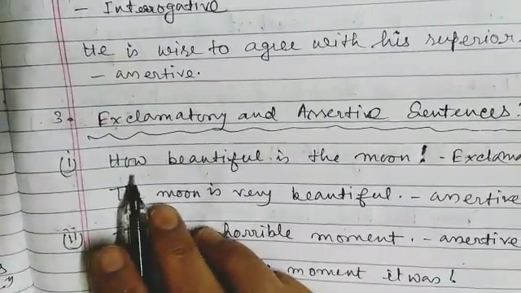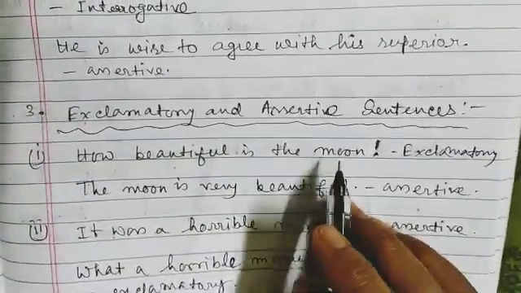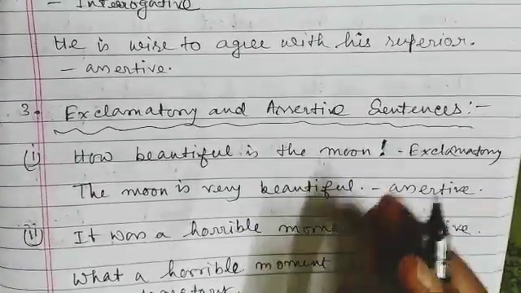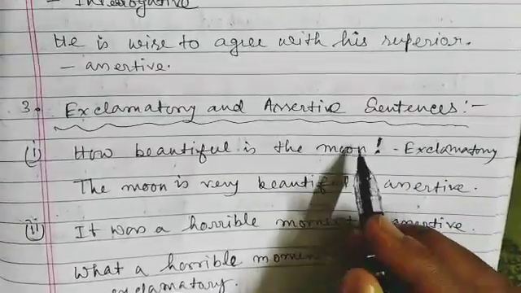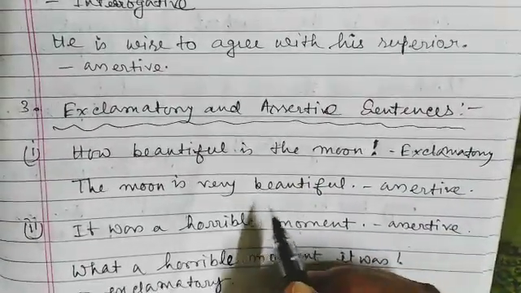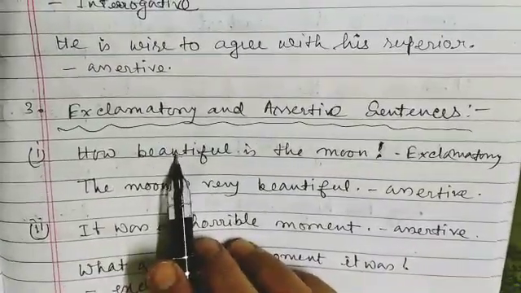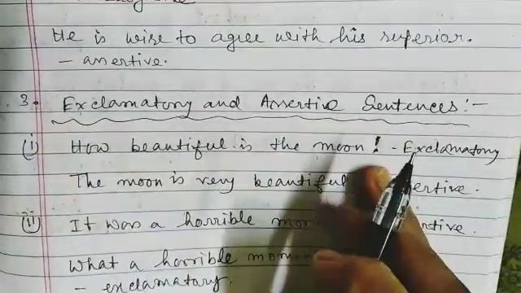The first example is, how beautiful is the moon? How beautiful is the moon? We often say like this, wow, what a beautiful rose. So this kind of sentence is called an exclamatory sentence. And how can we make this exclamatory sentence into an assertive one? The fact is that the moon is very beautiful. That is why we are exclaiming like this.